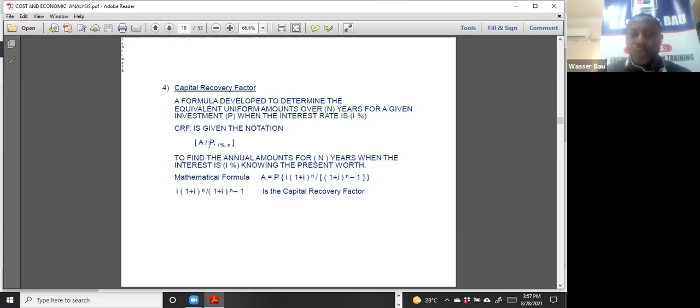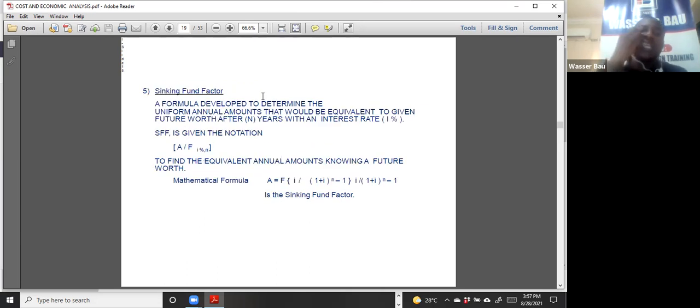And it is represented this way, in this formula. I'm looking for A, I am given P, I am given i, I am given N. In other words, how do I recover this capital? What equal installment payments can be given to me to equate this capital? That is why it is called the capital recovery factor. The next one is called the sinking fund factor.